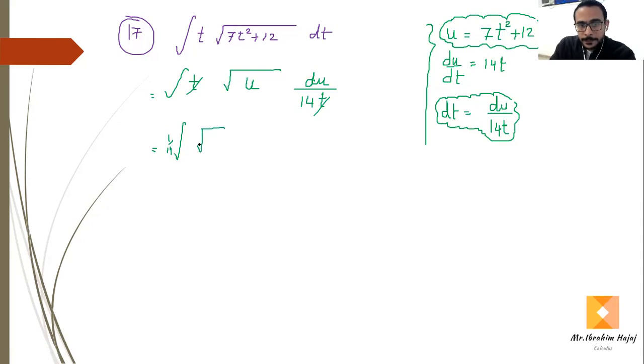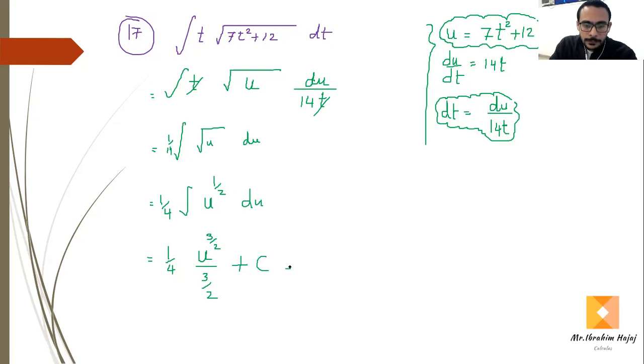Then u to the power of half. We can write root u as u power 1/2, du, and then add 1 to the power. It will be u to the power 3 over 2, over 3 over 2. Then we can write it as 1 over 14 times 2 over 3, because flipping the fraction in the denominator gives 2 over 3.